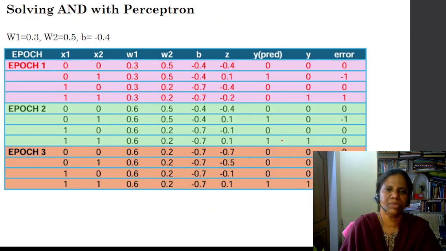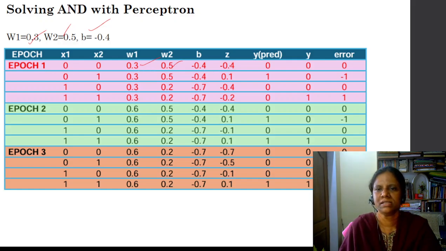So this is the simple example I have solved, taking W1, W2 as initial values like this and bias as initial value. You can take any other values also. And epoch 1, after epoch 1, see here X1, X2, the inputs, and W1 I have taken the initial values 0.3, 0.5 bias, and this is the output by applying the step activation function you get y predicted and actual y. See, actual y should be 0, 0, 0, 1.